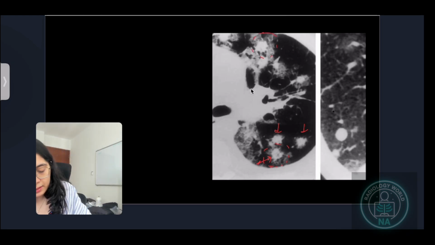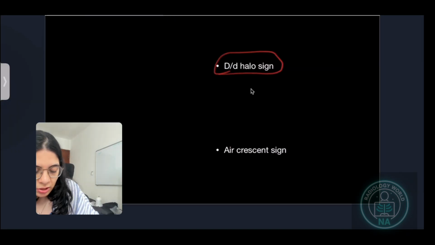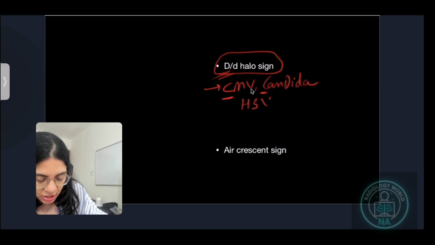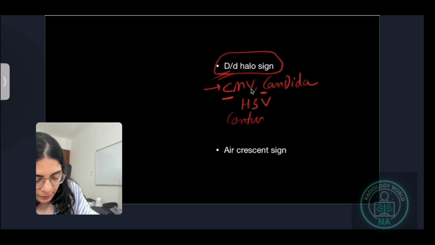Okay, now another thing is the differentials of halo sign, because it is not classically limited to angio-invasive aspergillosis. It is also seen with CMV and Candida infections. So both the Cs, you remember, one is a virus and one is a fungus. It can also be seen with HSV pneumonitis. Wherever there are hemorrhages, it can also be seen with lung contusions. And it is also very commonly seen with hemorrhagic metastasis.